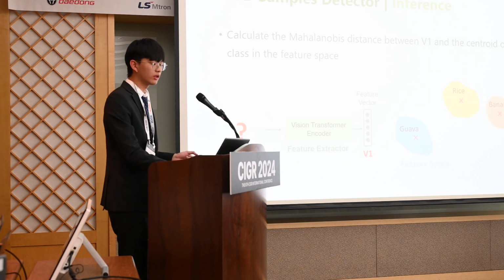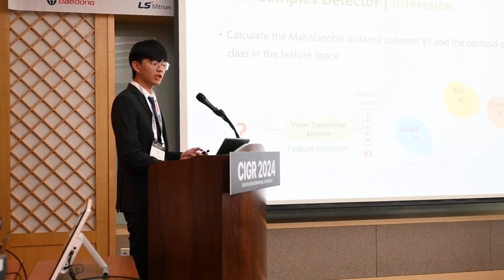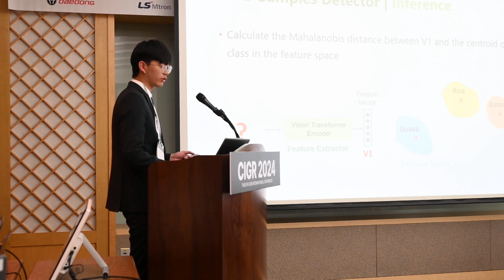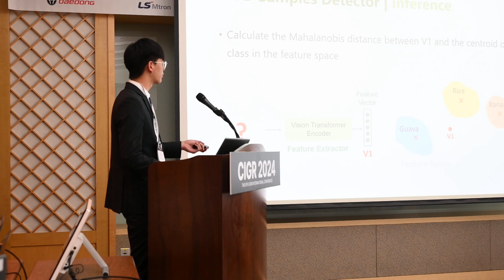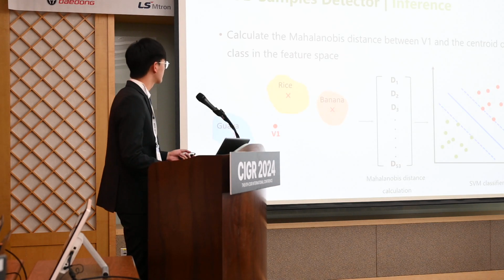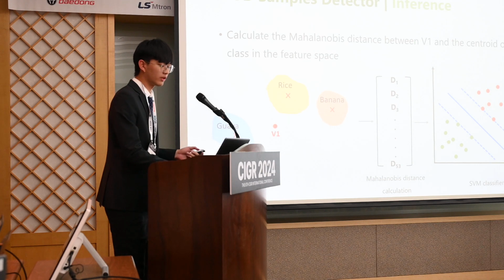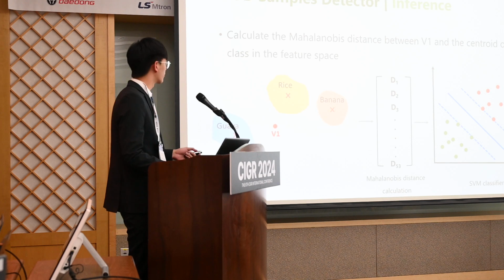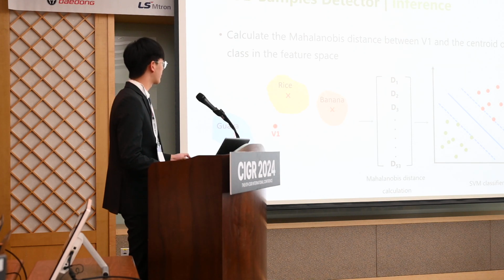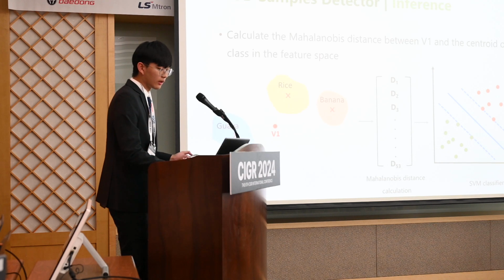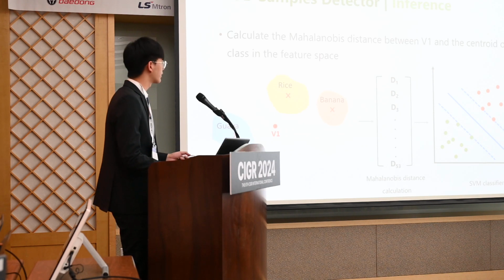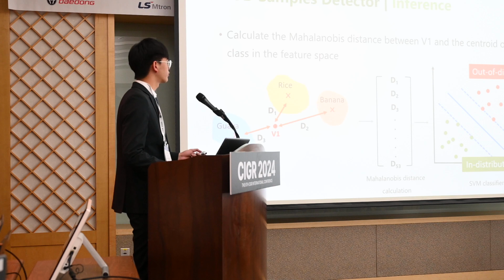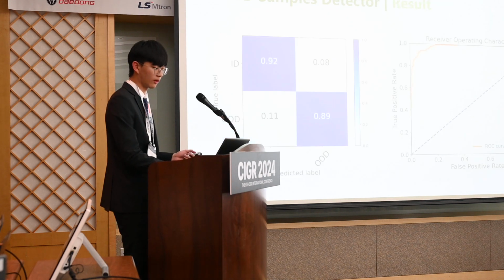And after the centroid of each class was determined, if there is an input image, we want to know whether it is in distribution or out of distribution. We will similarly extract its feature into the feature space, like the V1 in the slide. Then the Mahalanobis distance between V1 and the centroid of each class in the feature space will be calculated. And the distances will be vectorized into a 53 by 1 vector. And the vector will then become the input of a support vector machine classifier to determine whether it is in distribution or out of distribution.